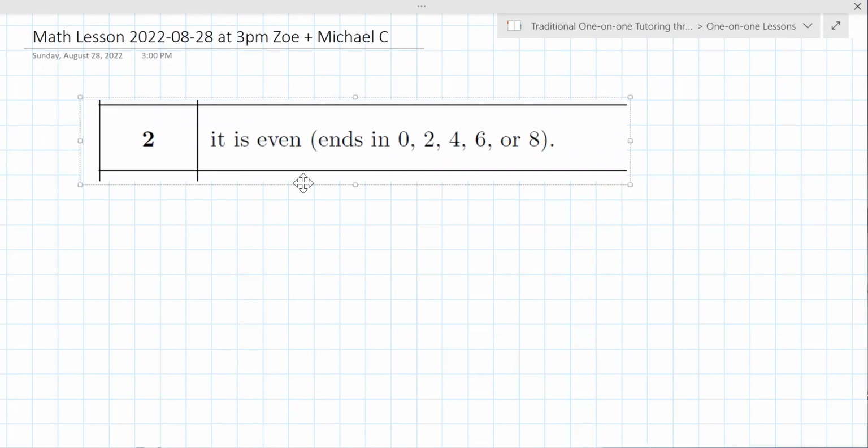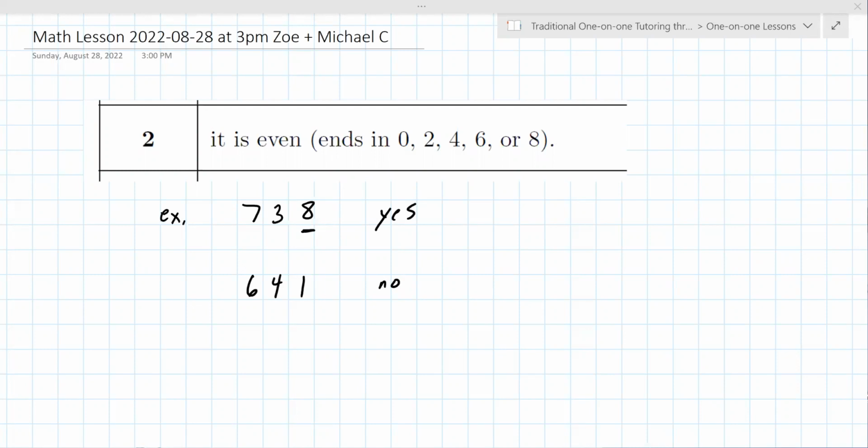2 is an even number, so it has to end in 0, 2, 4, 6, or 8. For example, a number like 738 ends in an 8, so this is divisible by 2. But a number like 641 does not work. Okay. Now we're just going to do a couple of rules here, and then we'll look at some fractions.